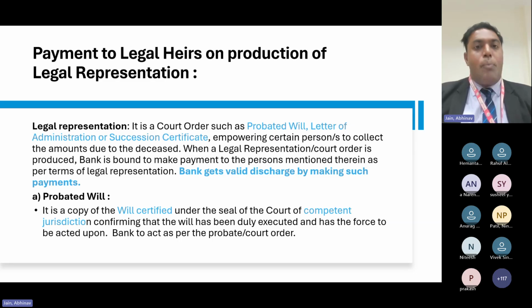It is basically a copy of the will certified under seal of a court of competent jurisdiction, confirming that the will has been duly executed and has the force to be acted upon. The bank acts as per the probate or court order. So basically, a probated will is a copy of the will certified by the court with its seal. That will has been examined by the court to confirm that it has been duly executed and is in force. So this is a probated will.